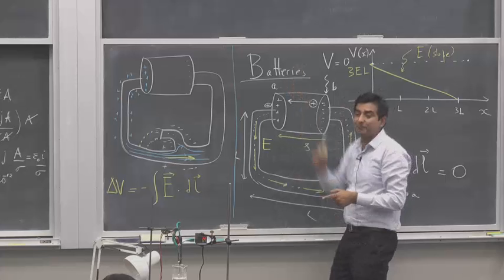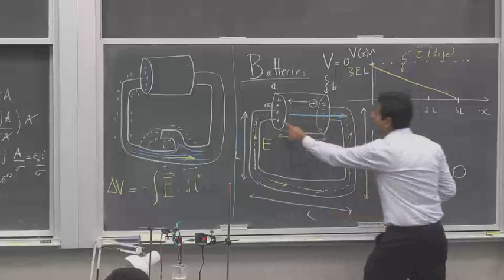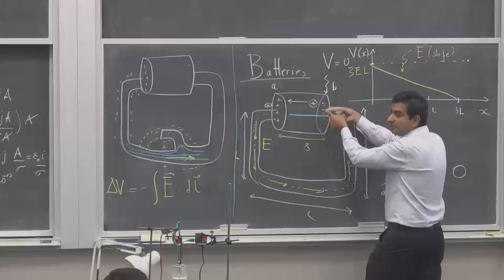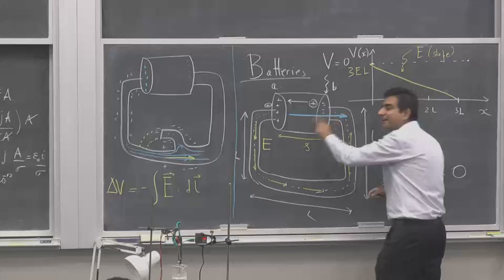And let's look at the direction of the electric field. The direction of the electric field is going to point in this fashion, from positive plate to the negative plate. Now you're moving a positive charge against the direction of the electric field, which means potential energy is going up. So you must give energy to this charge. Where is that energy coming from? That energy is coming from the chemical reactions inside this battery.